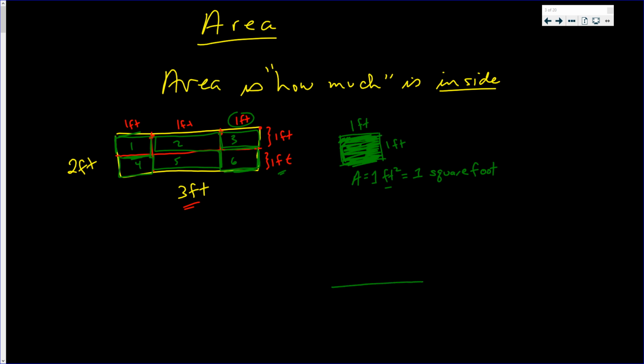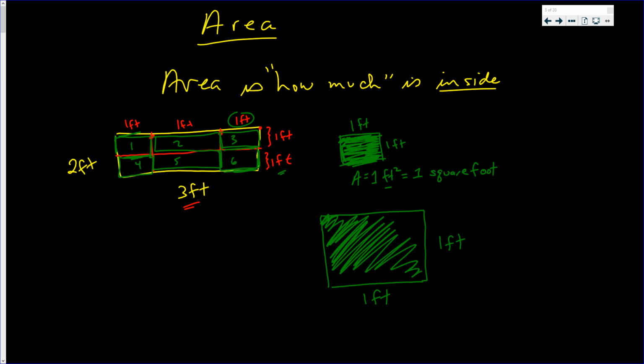If this really was 1 foot, and this really was 1 foot, so we have a 1 foot by 1 foot area. How much is in here is 1 square foot. If you went to the carpet store and you said, give me 1 square feet of carpeting, this is exactly what they would give you.